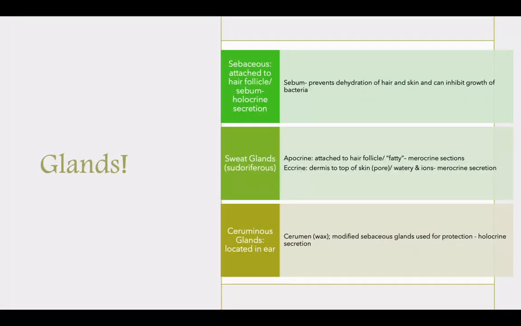A sebaceous gland is found attached to the hair follicle, and the product that it secretes is called sebum. Sebum literally just means oil, but we should be using the proper term. So sebum is what sebaceous glands secrete. How it's being secreted is holocrine secretion. If we don't remember what holocrine secretion is, I do suggest backtracking into the, I think, tissues chapter.